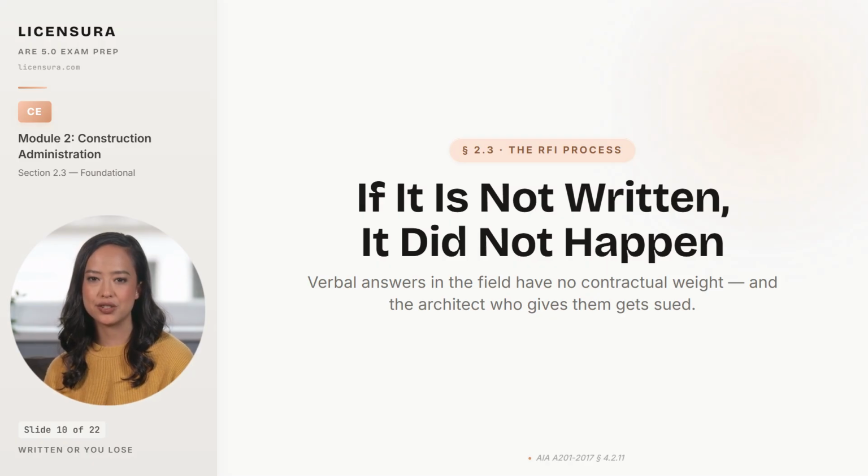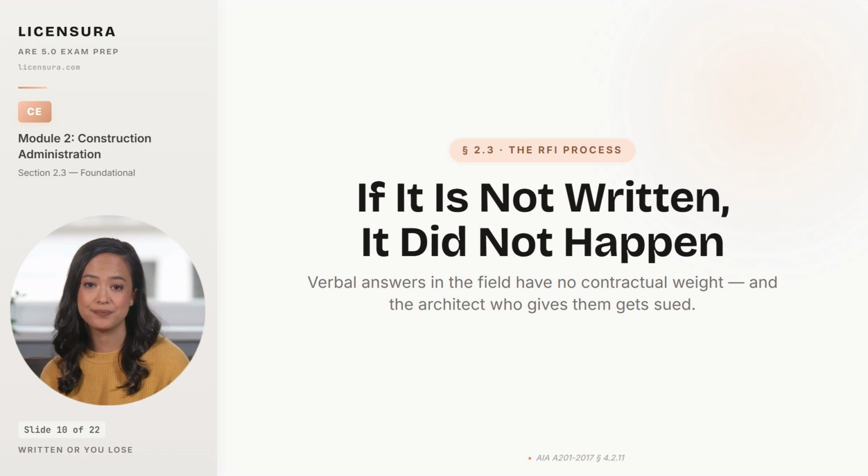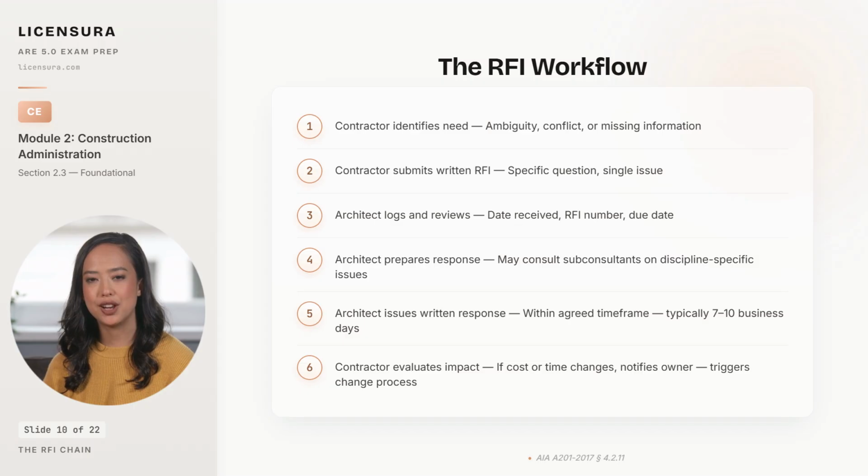Walk the 7 steps so the boundary between contractor question and architect interpretation stays clean. Walk the 7 steps in order. Step 1. The contractor identifies the need for a clarification, an ambiguity in the drawings, a conflict between 2 trades, a piece of information that is missing from the documents. Step 2. The contractor submits a written RFI with 1 specific question per request, not a list of unrelated questions that will produce a tangled response. Step 3. The architect logs the RFI with a sequential number, the date received, and the expected response date.